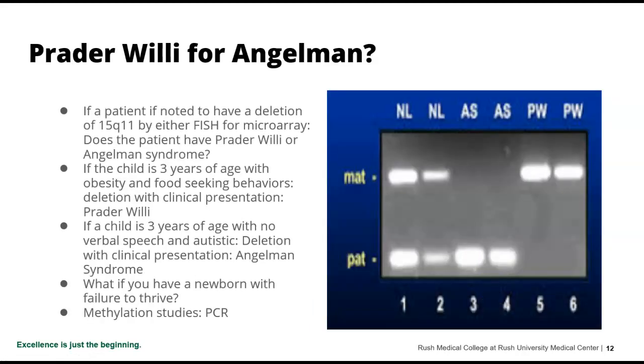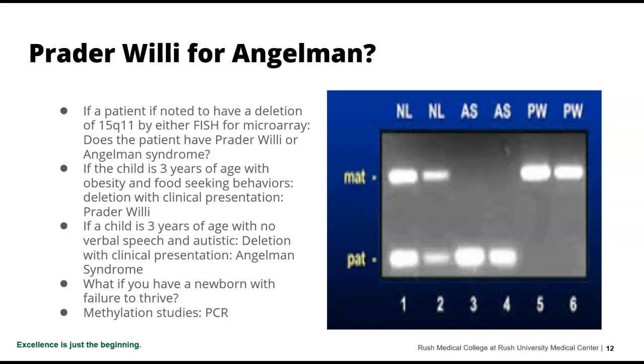So if a patient is noted to have a deletion of 15q11 by either FISH or microarray, does the patient have Prader-Willi or Angelman syndrome? You put together the clinical characteristics along with the genetic results. So if I had a 3-year-old with obesity, food-seeking behaviors, and this deletion, I would say, based on the clinical presentation and this deletion, that's Prader-Willi. If I had a 3-year-old with no verbal speech, autistic, and there's a deletion of this region, I'd say, you put this together. This sounds like Angelman syndrome.